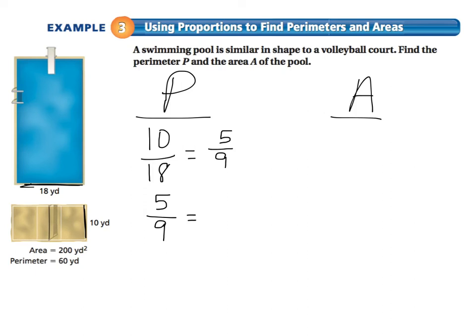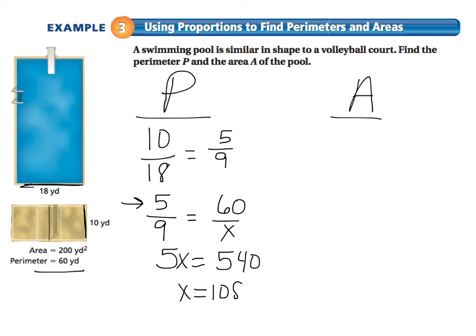Good. Now, the perimeter ratios are the same as the side length ratios. So I can do 5/9. Well, the perimeter is 60 yards of the volleyball court. Well, this was the volleyball court. So I do 60 over x. Take the cross products. 5x equals what? It'd be 540. 540 divided by 5 gives me x equals 108. Therefore, the perimeter is 108 yards of the pool.